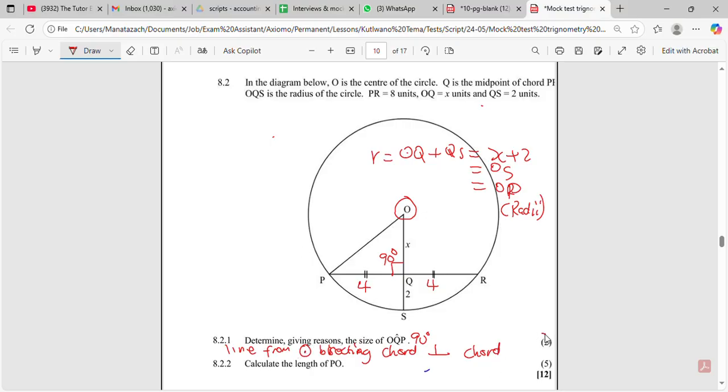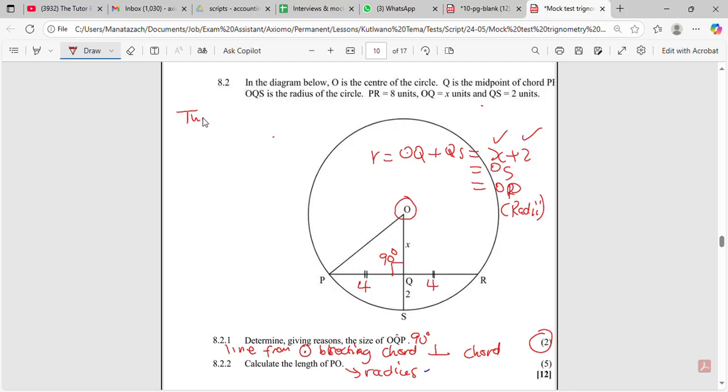And then we go to the next question, 8.2.2. Calculate the length of PO. We know that PO is the radius. So remember what you said here. You said the radius is x plus 2. So if you can get x, we have PO, because we just add x to 2 and then we have the radius, or PO. You realize that if this is 90 degrees, this triangle OPQ is now a right angle triangle. That means you can apply the theorem of Pythagoras.